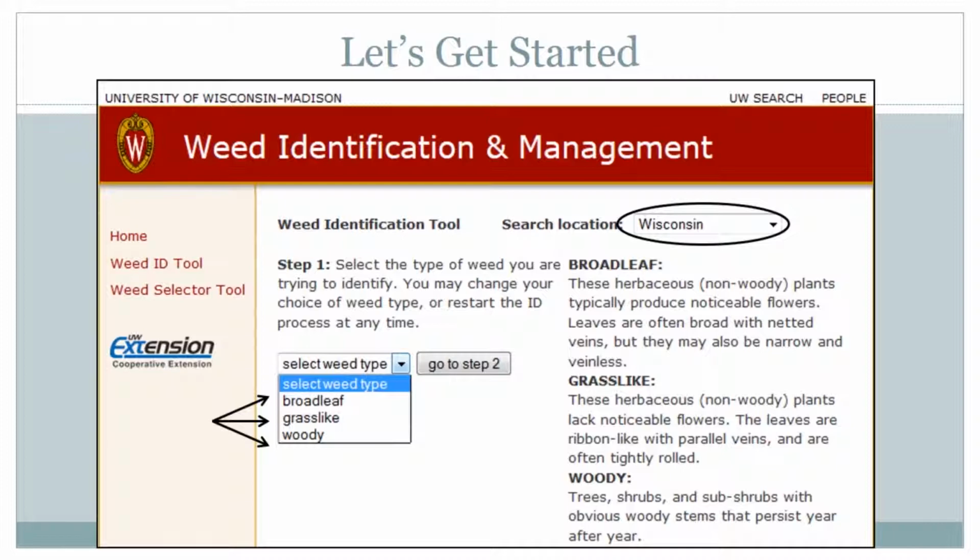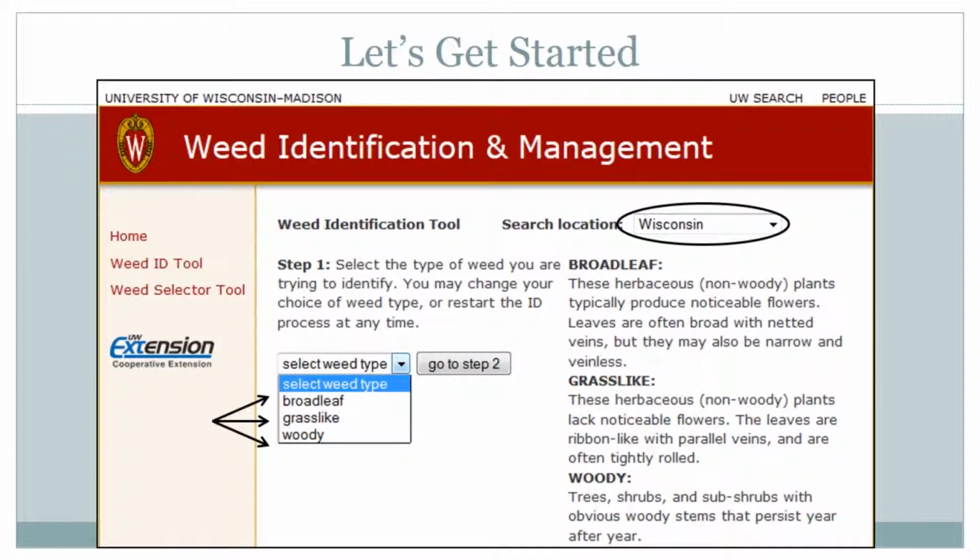Now that we've covered the background, let's explore the online key in a little more detail. This is the home screen you will find if you type in http://weedid.wisc.edu/weedid.php.